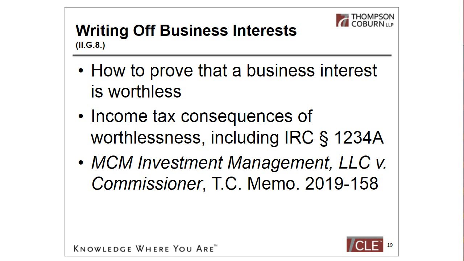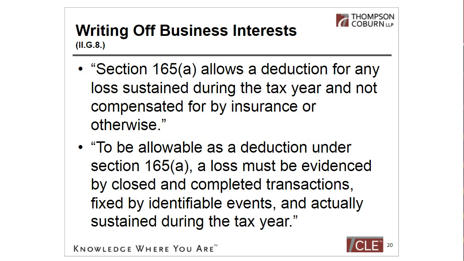Okay, so we'll go on to slide 20 here. Again, this is a quote from that case, so any quotation marks here are from that 2019 Tax Court case. Here's the deduction for a loss. It says the loss sustained during a tax year. So how do we know this is allowable as a deduction? It has to be evidenced by closed and completed transactions, fixed by identifiable events, and actually sustained during the year. Now, we're going to talk about an exception to that as well, but this is the overall standard.